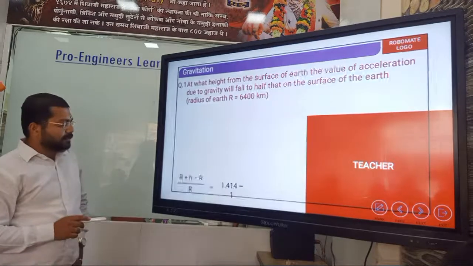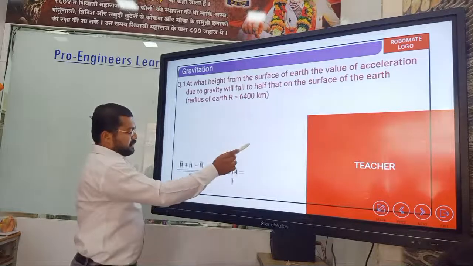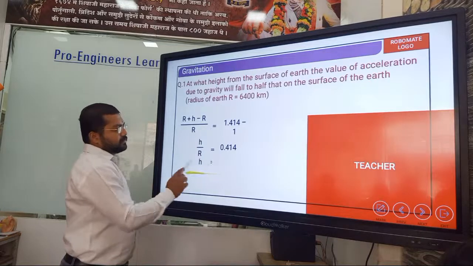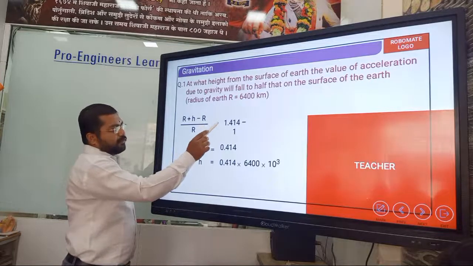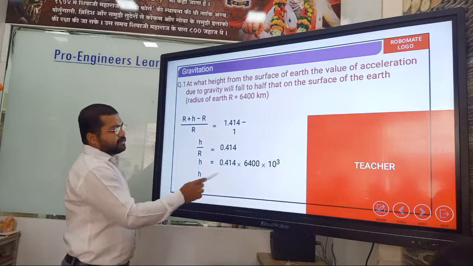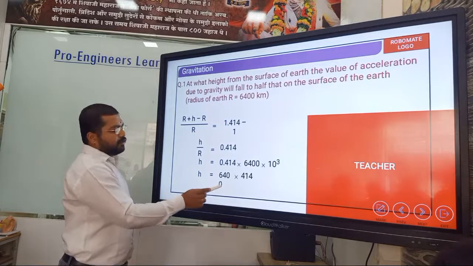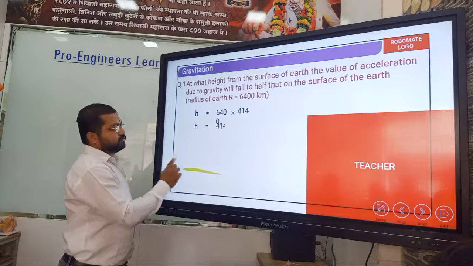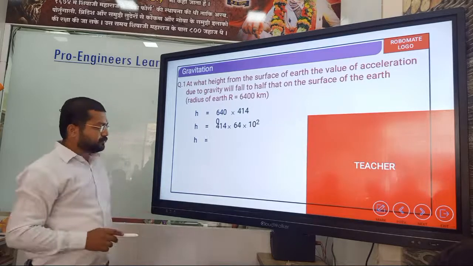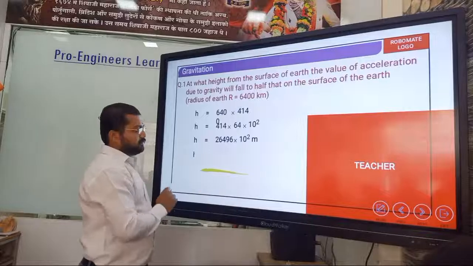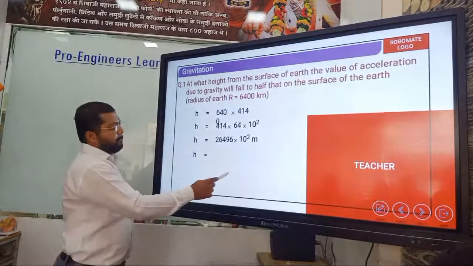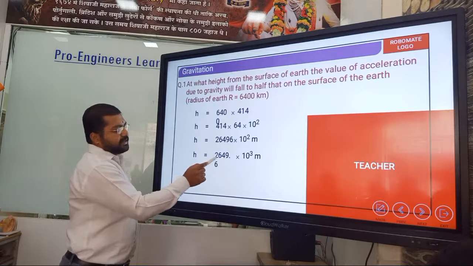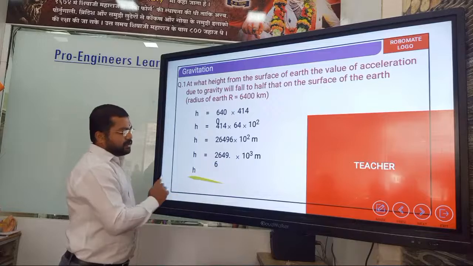So what we have done: R plus h minus R by R. So 1.414 minus 1 became 0.414, and the answer is height in terms of meter, 2649.6 into 10 raised to 3 meter.